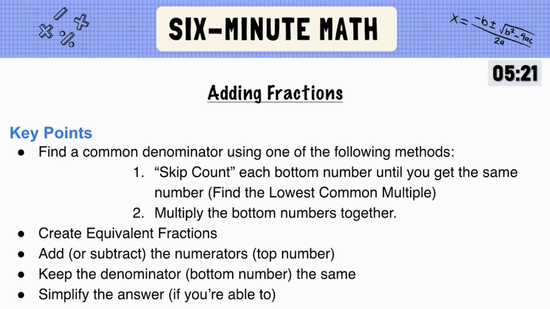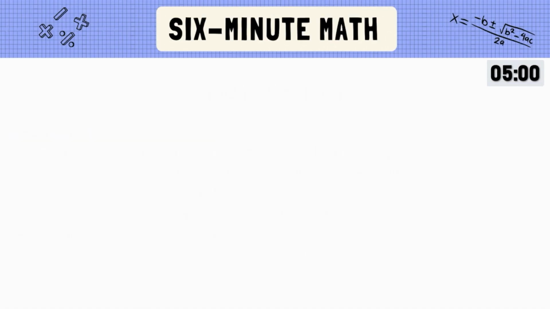After we find that lowest common multiple or multiply the numbers together, we're going to create equivalent fractions. We're going to add or subtract the numerators. Our denominator stays the same. And then at the end, we will simplify if we're able to. So let's see some examples.